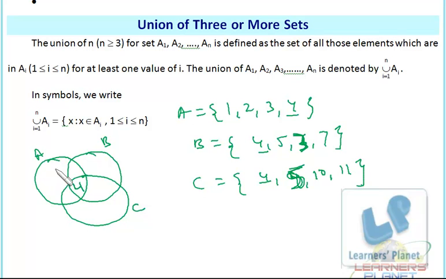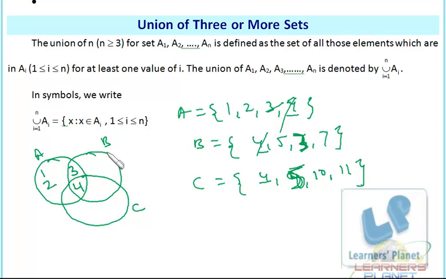Now what is the element that is common between A and B? 4 is already gone. Now we are left with 3. So between A and B, 3 is common. So 3 is also gone. Now the remaining elements in A are 1 and 2. So I'll write 1 and 2 over here.